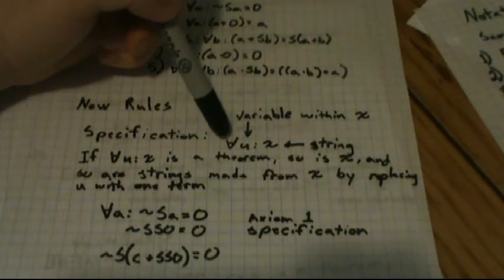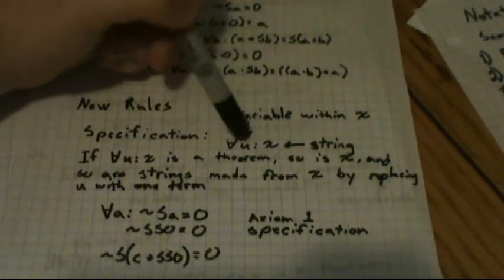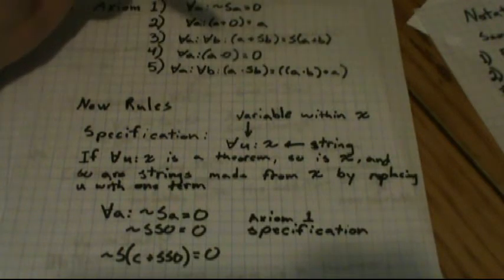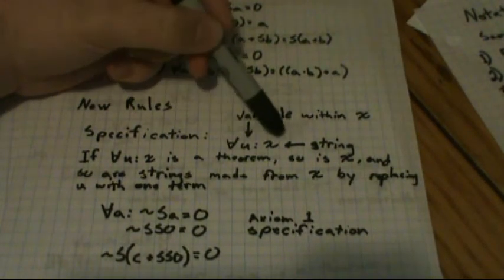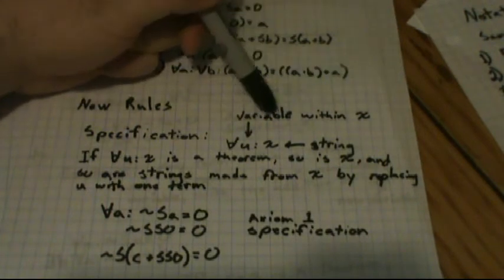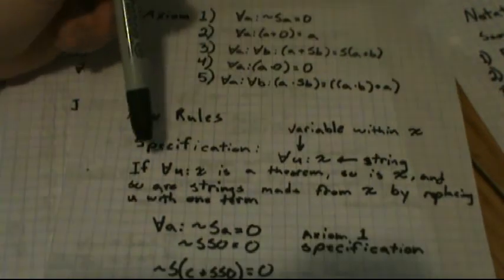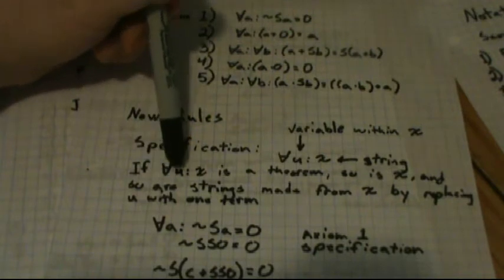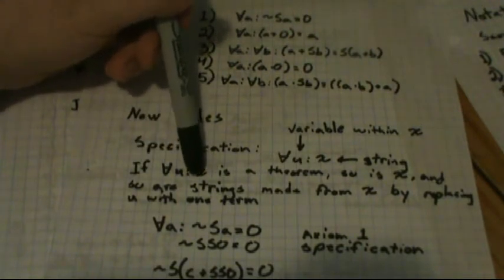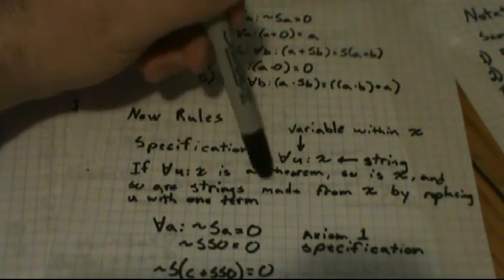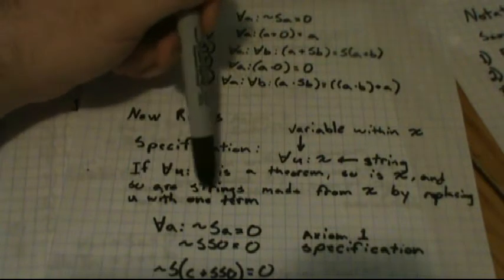Now for the rules, we're going to be using some notation that you can see isn't valid within TNT. Also, we're going to be referring to this system as TNT, for typographical number theory. We see in this notation that x is going to be a string, and u is going to be a variable within x, this string. And our first rule, the rule of specification: if for all values of a variable u, x is a theorem, then so is x, and so are strings made from x by replacing u with one term.